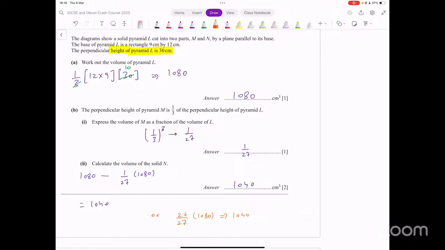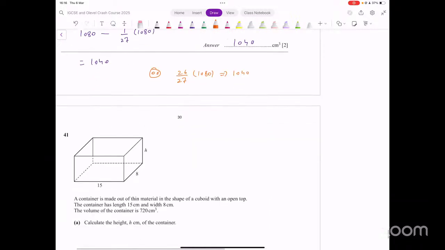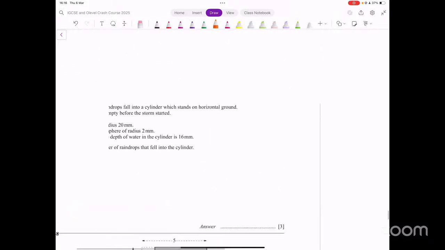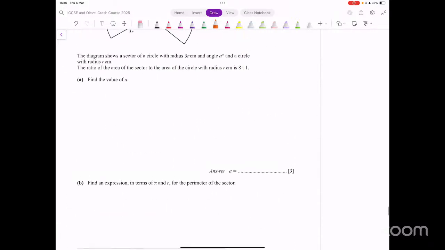You could also do it this way. All right, I hope that makes sense. Let's do one last question. I want to do one in which they want the answer to be in terms of pi.